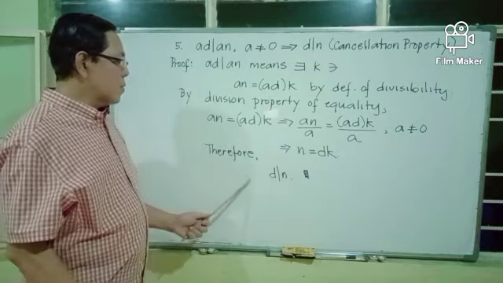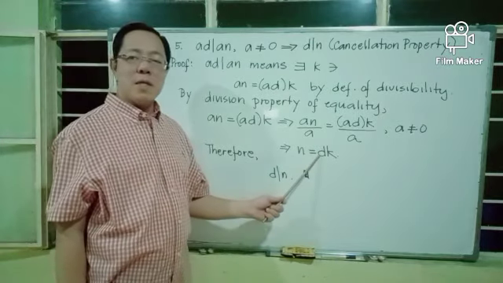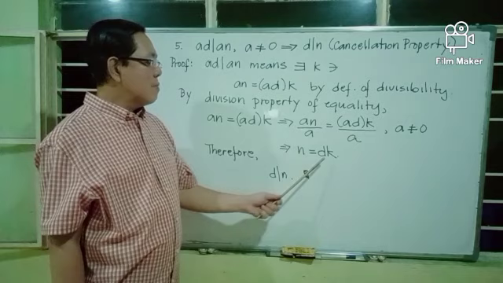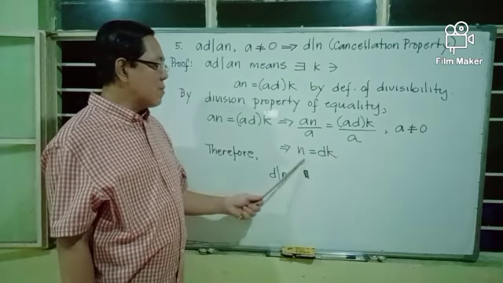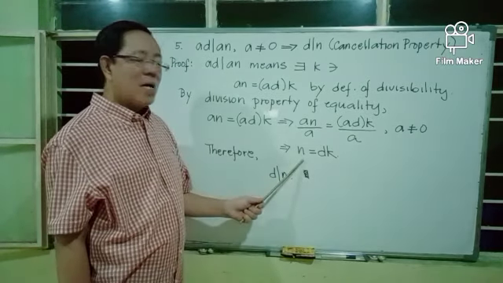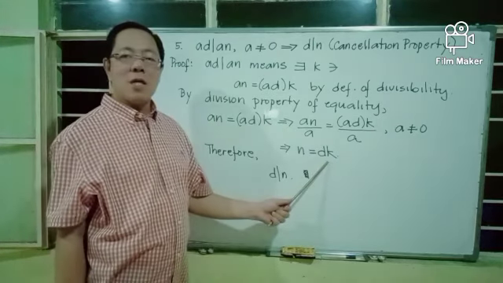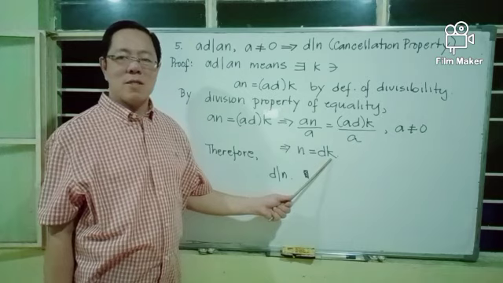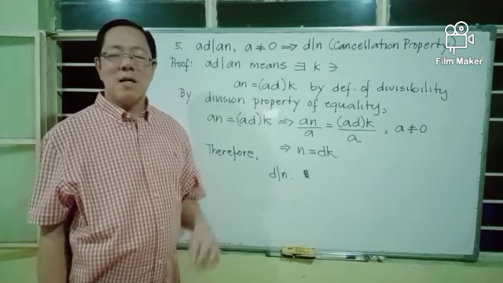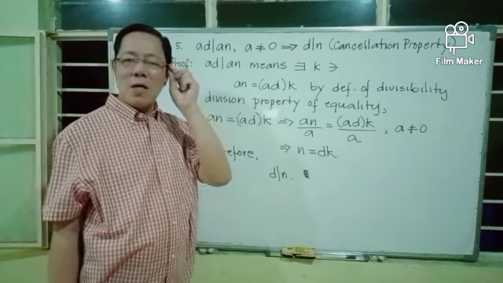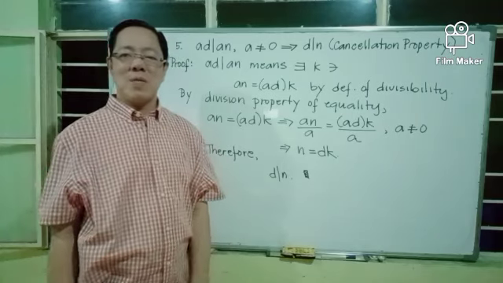We therefore conclude that the number d divides n because from here we have shown that the number n is equal to the product of the divisor d and the integer k, which we are sure exists. And this completes the proof of the cancellation property of divisibility.